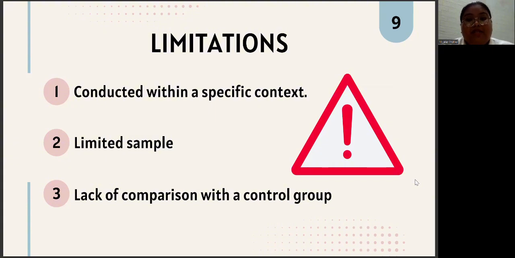Number two is limited sample. The research subjects only involved first semester students. This also may limit the ability to generalize the findings because the author said that this study was only done on first semester undergraduate students. If this study were conducted on elementary or high school students, the result might be different.